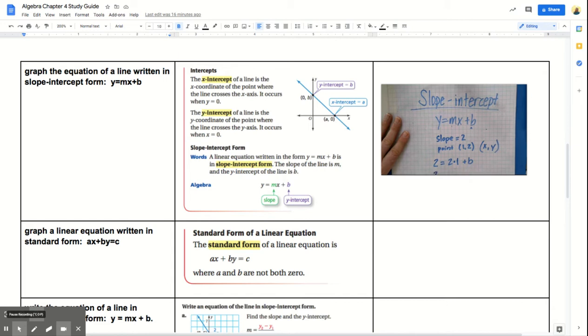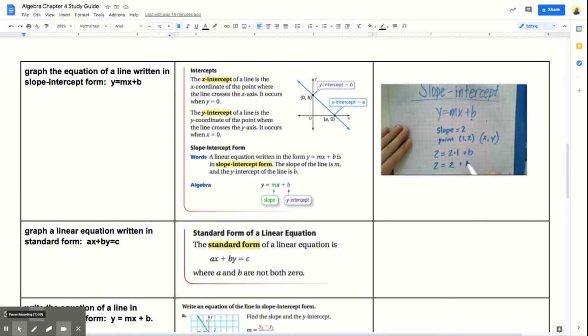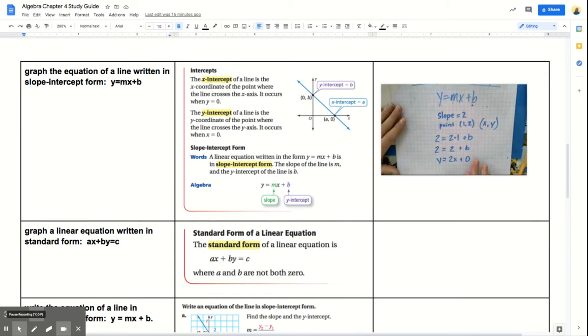Okay, in this case, 2 equals 2 plus b. We know b is going to be equal to 0. All right, so the equation for our line would be y equals 2x plus 0. But when we have the plus 0 there on the end, we don't necessarily have to add it. It would just vanish. And this would be a line that shows direct variation because we know our y-intercept is at the origin at point 0, 0.